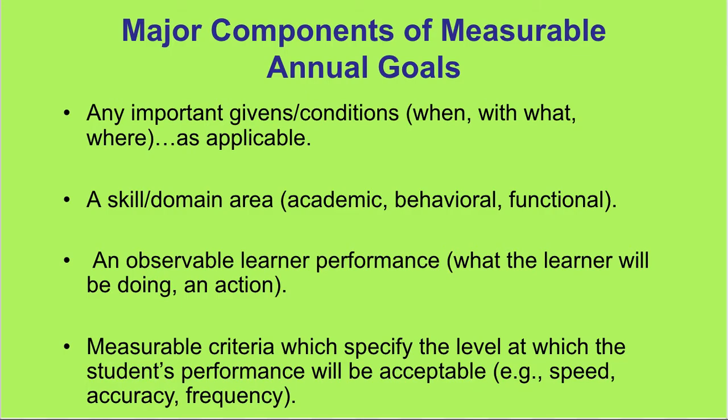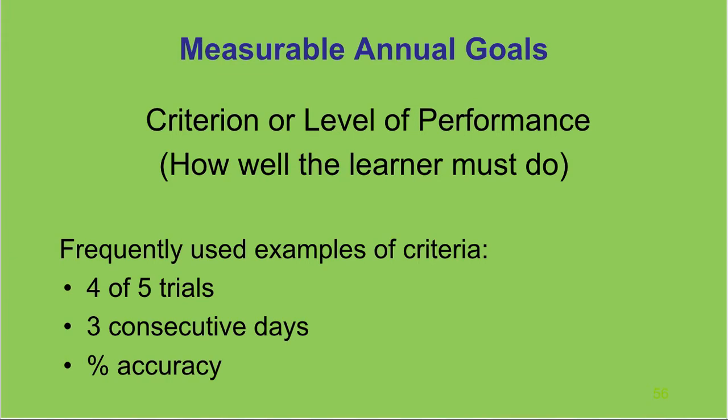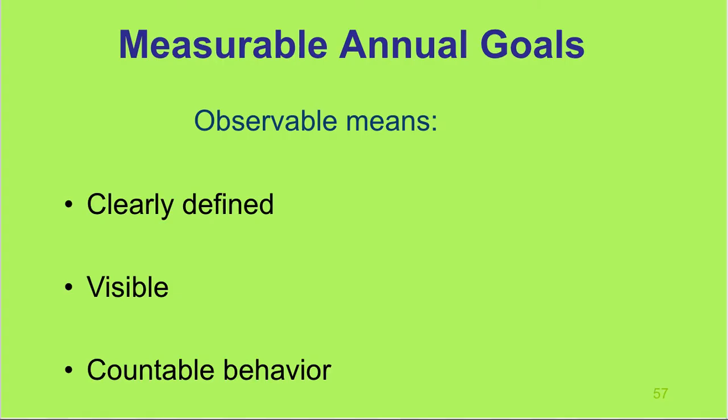So at what speed do they have to read? At what level of accuracy? At what frequency do they have to read? If you can close your eyes and see it, then it's measurable. Reading orally is measurable. Improving something is not measurable. The criterion or level of performance, this is how well the learner has to do. So frequently used examples of criteria are things like 4 out of 5 trials, 3 consecutive days, or % accuracy.